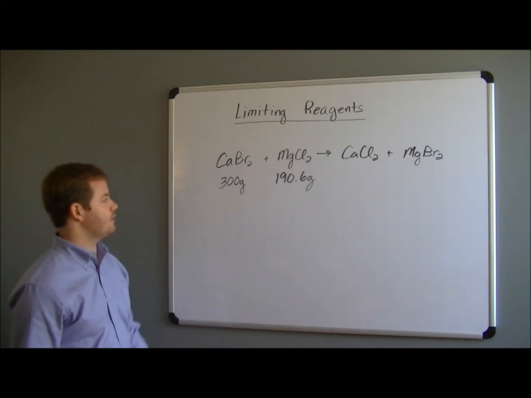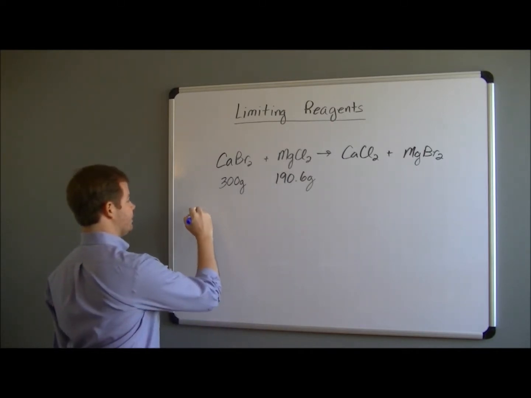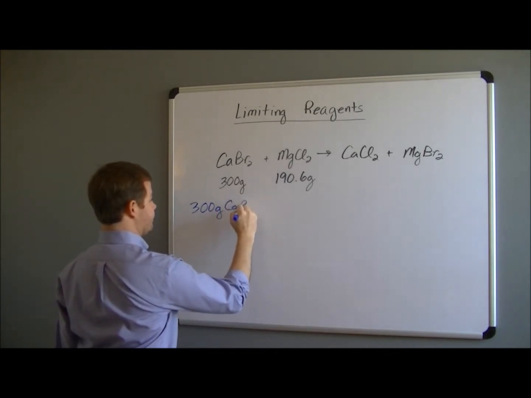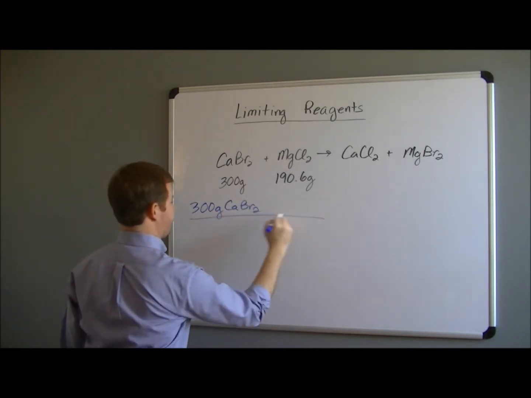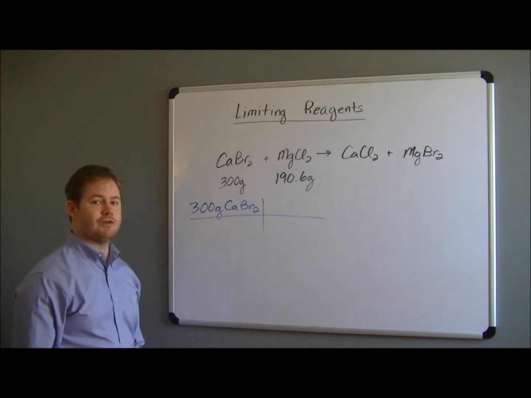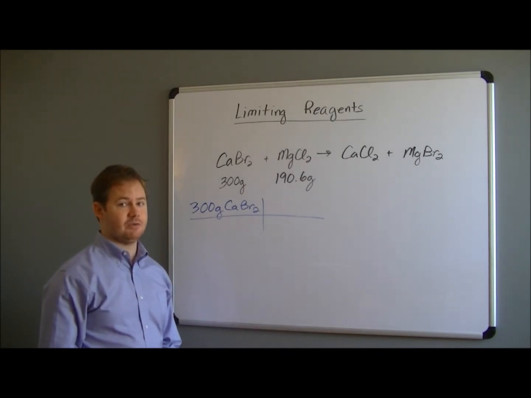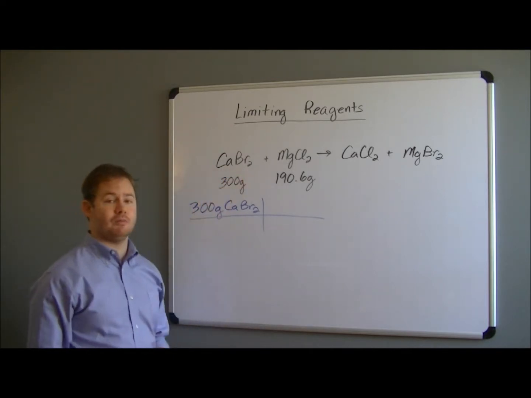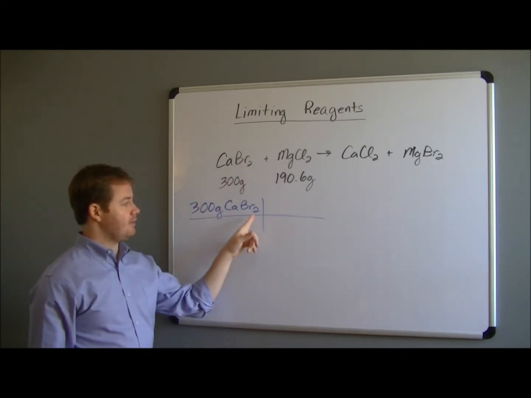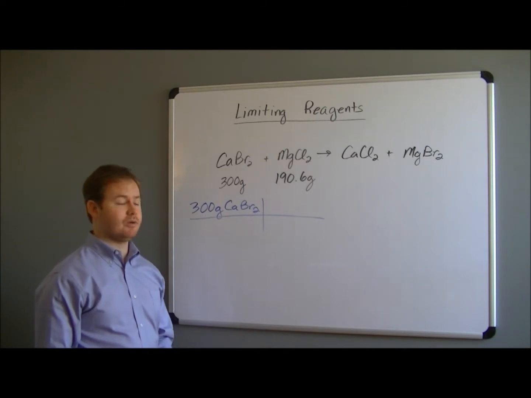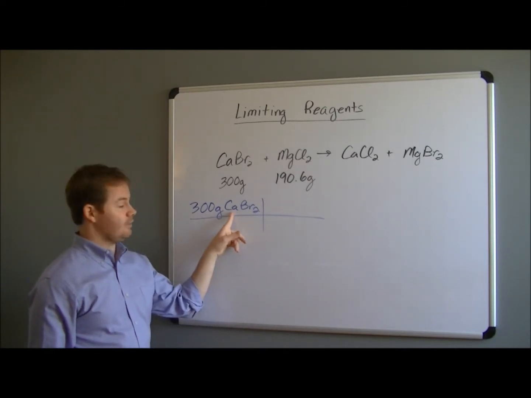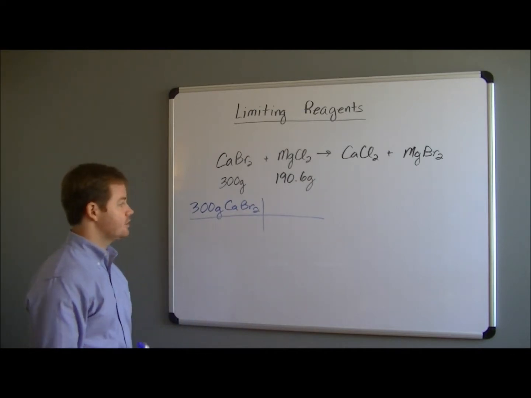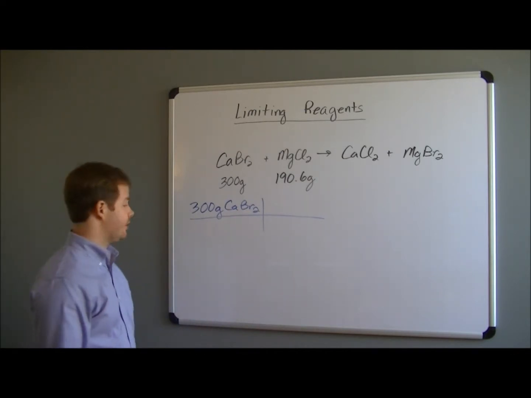So let's practice by converting each of these to moles, starting with our calcium bromide, which we have 300 grams of. To do this conversion, we're going to turn to our periodic tables and take a look at the atomic mass values for calcium and for bromine, and we're also going to keep in mind that subscripts play a role, because the subscripts indicate that we have only one calcium but two bromines, so we have to make sure that we account for that in our calculation.